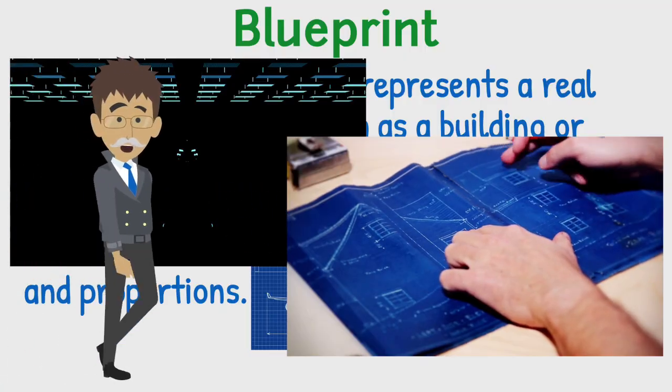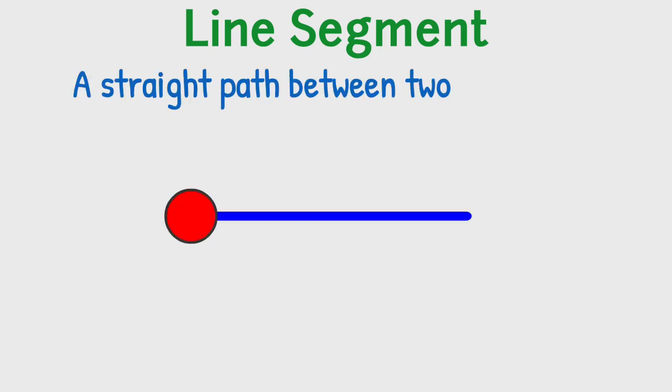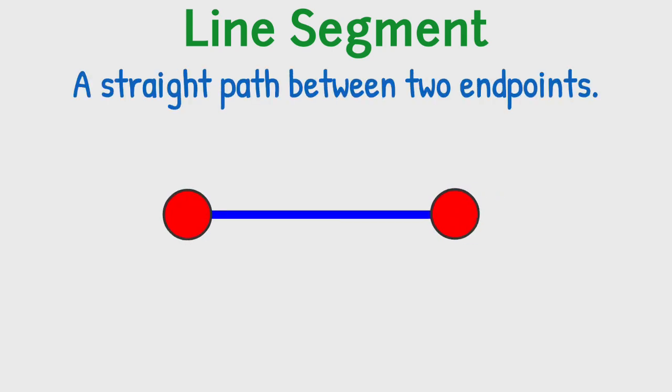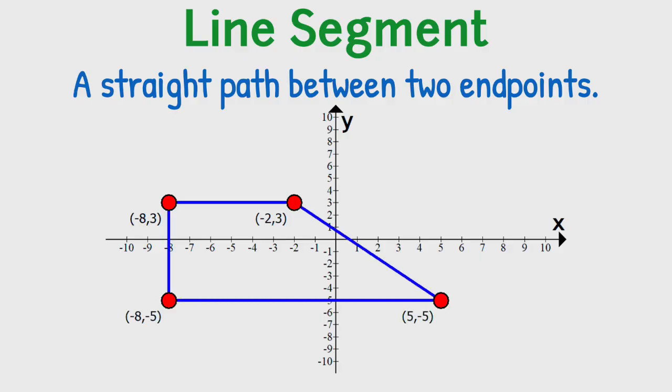Now let's build our toolkit for working on the coordinate plane, starting with figures we will be measuring. Line segment. A straight path between two endpoints. On the coordinate plane, we use coordinates to precisely calculate the length and midpoint of any line segment. Every side of every polygon on the coordinate plane is a line segment, and it's important to understand how to measure line segments.